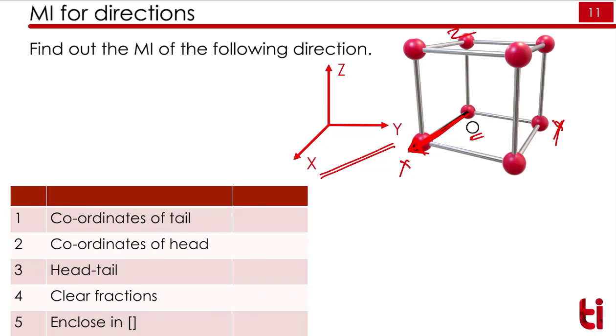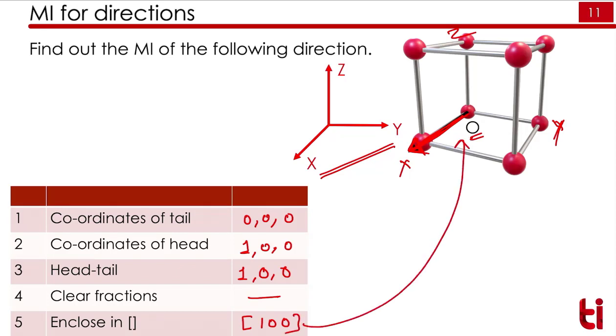The first step is to choose the coordinates of the tail. The tail coordinate is, because that is the origin, 0, 0, 0. Then the coordinates of the head are 1, 0, 0. Head minus tail will be 1, 0, 0. Clear fractions: there are no fractions. Close the parenthesis. So the Miller indices for the given direction are [1 0 0].